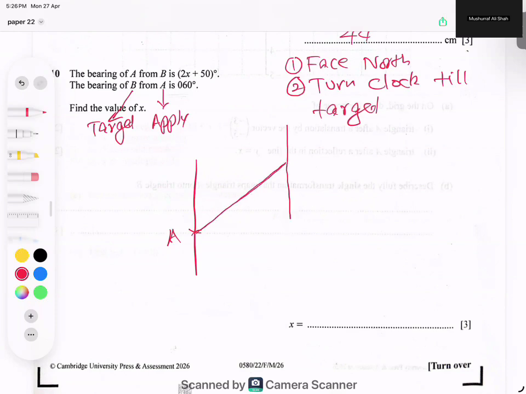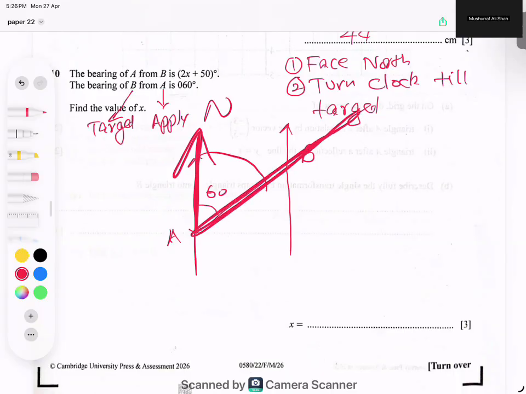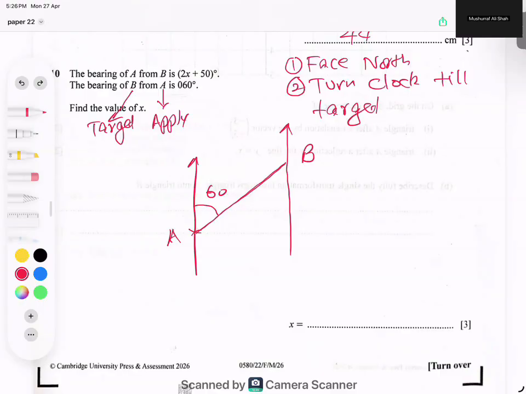And I make this north, and this B. So now we can say this is a 60 degree for sure. Okay, now repeat again. Apply rules at A, very clear. Face towards north, turn clockwise till the target line is this one. So from here to here. This is a very clear approach, and this is the 60 given by him.